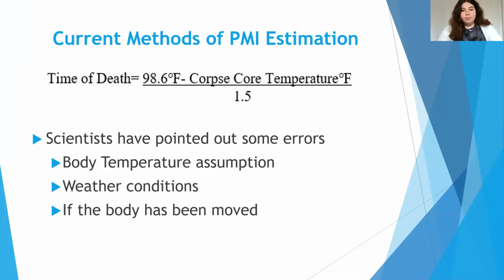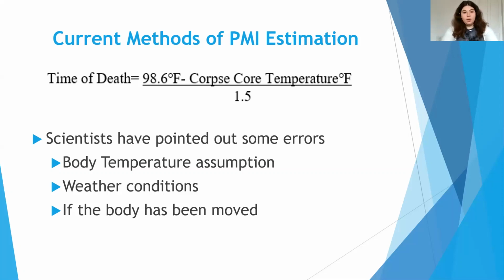So 98.6 degrees Fahrenheit, breaking down this equation, is the average body temperature of the human body. And then the 1.5 that's shown on the bottom is an estimation of 1.5 degrees lost per hour since time of death.